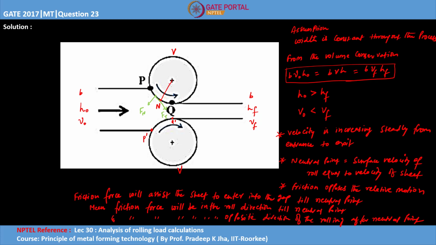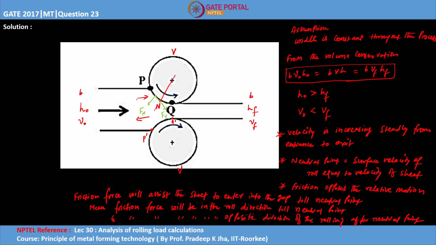Till the neutral point, from this point to this point, friction will be assisting the sheet to draw inside the rolls, and after the neutral point, friction will be acting in the opposite direction and will resist the sheet. The friction force will be acting in this direction after this point, and before this point friction will be acting in this direction. So this is the conclusion we can draw.